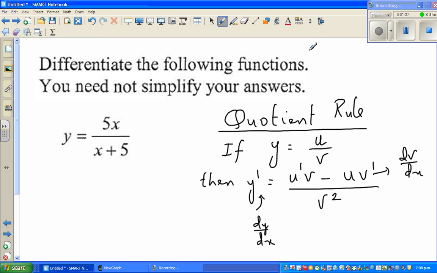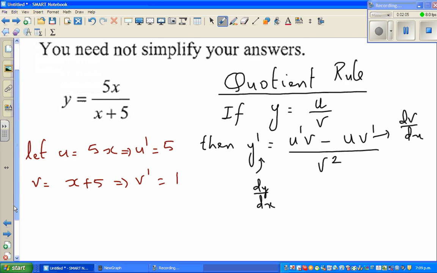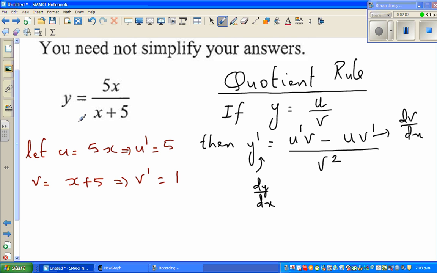So I'm going to let u is equal to 5x, which implies u dash is equal to 5. The differentiation of 5x is 5, and if v is equal to x plus 5, this implies v dash is equal to 1. So it's easy differentiation. So let's use the rule.